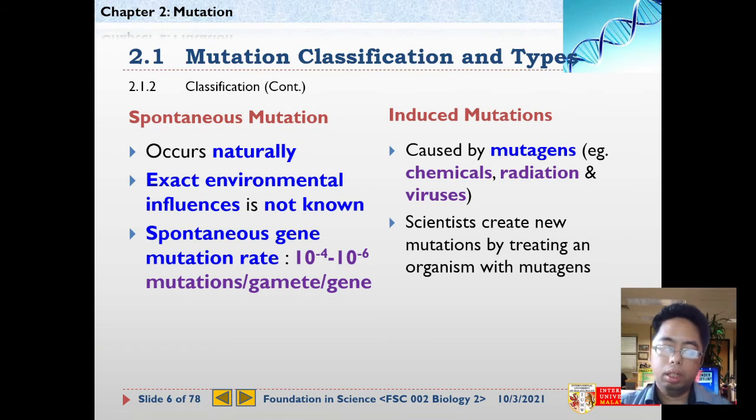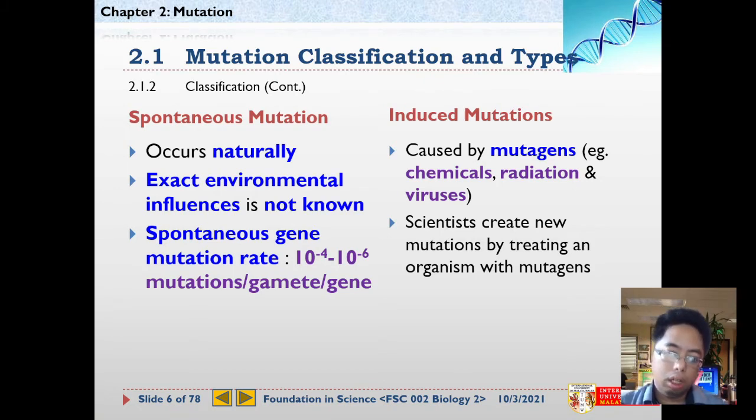Spontaneous mutation occurs naturally, just like the name says. It just happens. Nobody knows what the cause of it is, and it happens around 10 to the minus 4 to 10 to the minus 6 mutations per gamete and gene. But for induced mutation, induced means that you have a cause: something that you are exposed to would change your genes and mutate them. It is caused by mutagens such as radiation, viruses, and also chemicals.